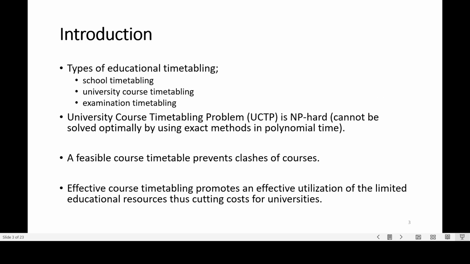Introduction. There are many types of educational timetabling, namely school timetabling, university course timetabling, and examination timetabling. University course timetabling problem is NP-hard. It cannot be solved optimally by using exact methods in polynomial time. A feasible course timetable prevents clashes of courses. Effective course timetabling promotes an effective utilization of the limited educational resources, thus cutting costs for universities.